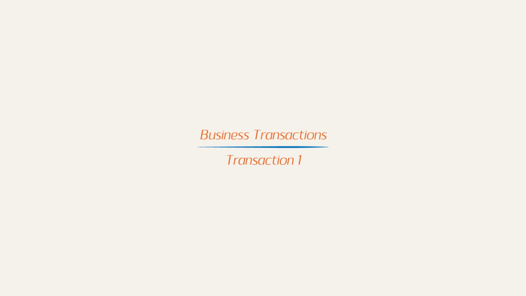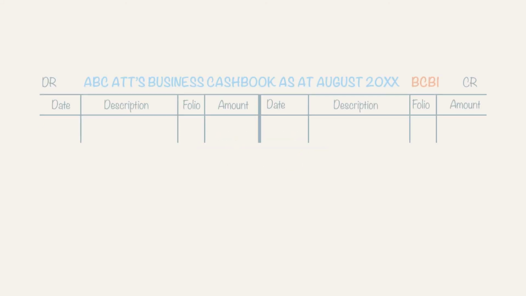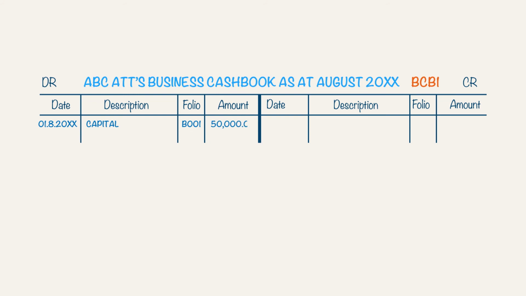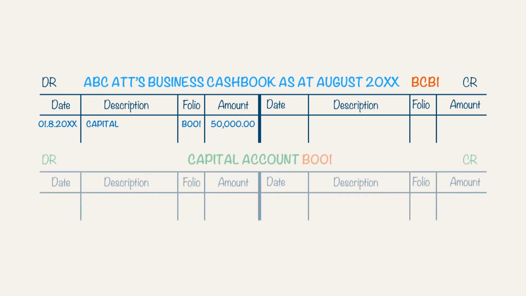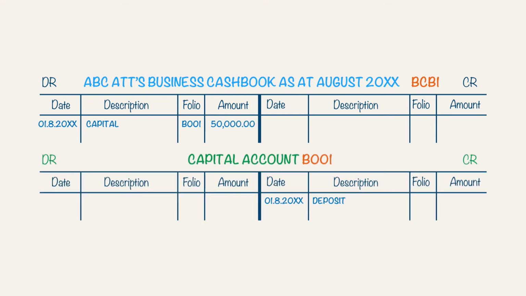Transaction 1. On 1 August 20XX, the attorney deposited 50,000 Rand as startup capital. You debit the business cashbook as the money has been deposited into the firm's business bank account. You credit the capital account. You record the date, the description, the folio, and the amount accordingly.